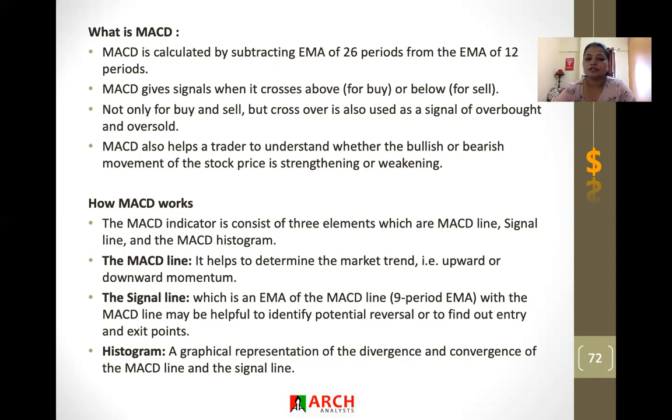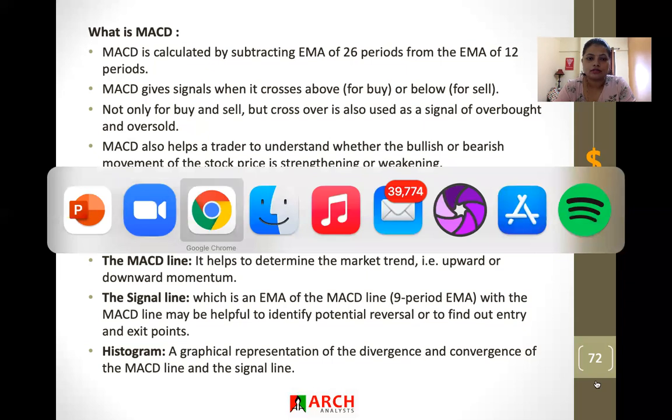When the difference between these two lines is increasing, it is considered a strongly trending stock. And when these lines come together and there is a crossover between them, the MACD line also changes direction. That's the point where you see a reversal coming in. So let's see a chart, and based on that, we will understand.